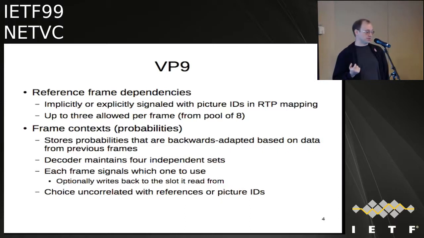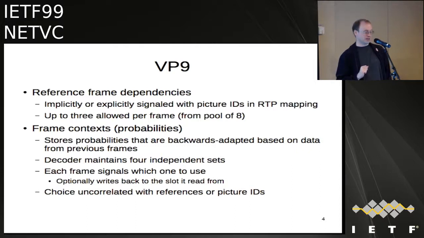But then there's this other set of dependencies, which come from what VP9 calls frame contexts. What these basically are is probabilities used for the entropy coding. So VP9 stores probabilities that are backwards adapted based on data from previous frames, and the decoder maintains four independent sets of these probabilities, and then each frame signals which one it wants to use and can optionally write back to that same set the updates based on the data that was decoded from the current frame. So this choice is completely uncorrelated with your reference pictures or picture IDs or any of that other stuff.